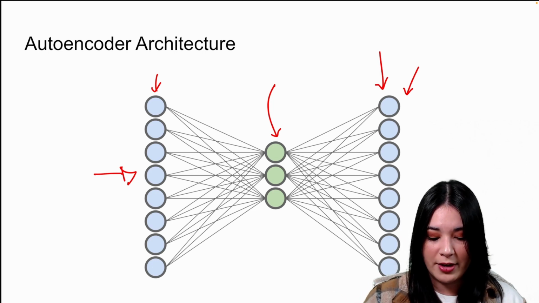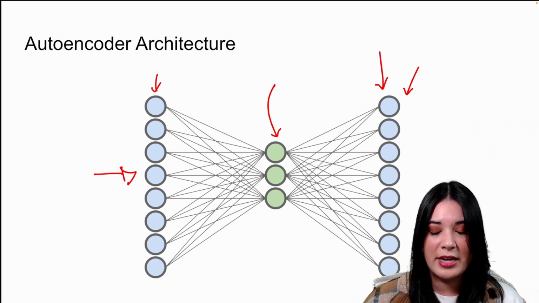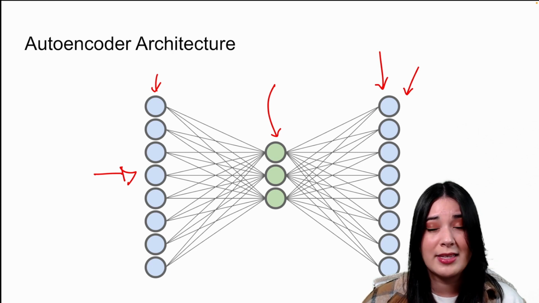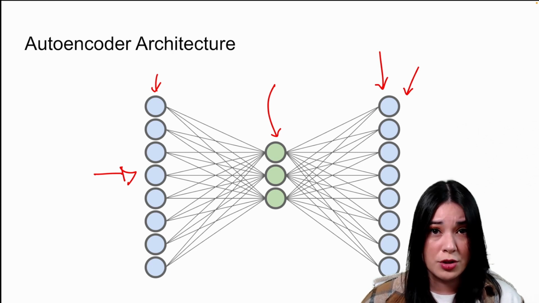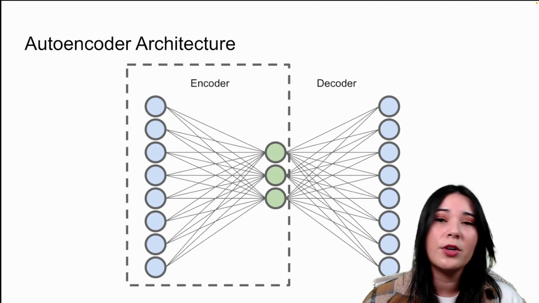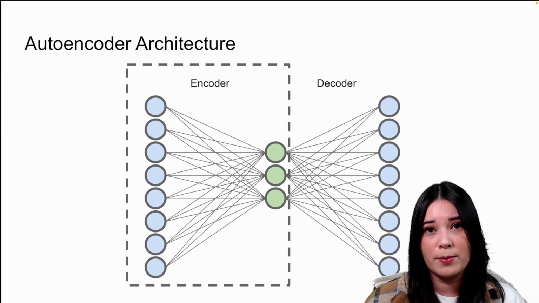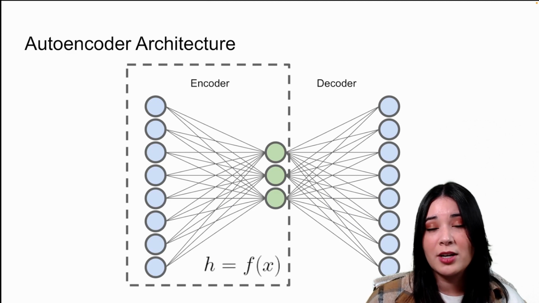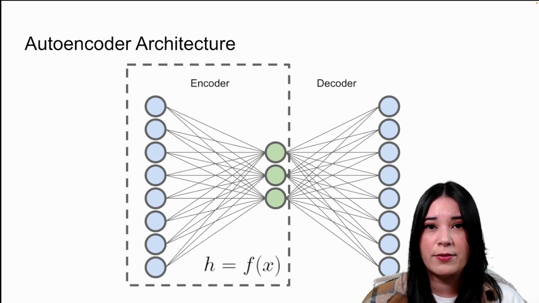Thus, we're trying to find a compression that allows us to have the input and output be as similar as possible while still doing that compression. The autoencoder is made up of two different parts. First is the encoder. The job of the encoder is to actually compress all of our information.